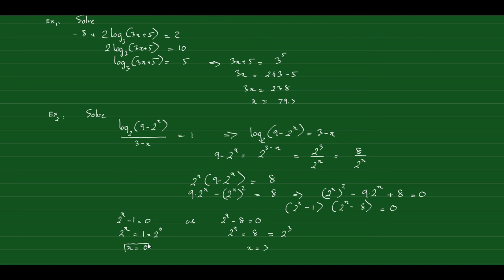X equal to 0. However, x equal 3, when you plug over here, 3 minus 3 is 0, so it's undefined. So this is extraneous. Okay, so this is not the solution.